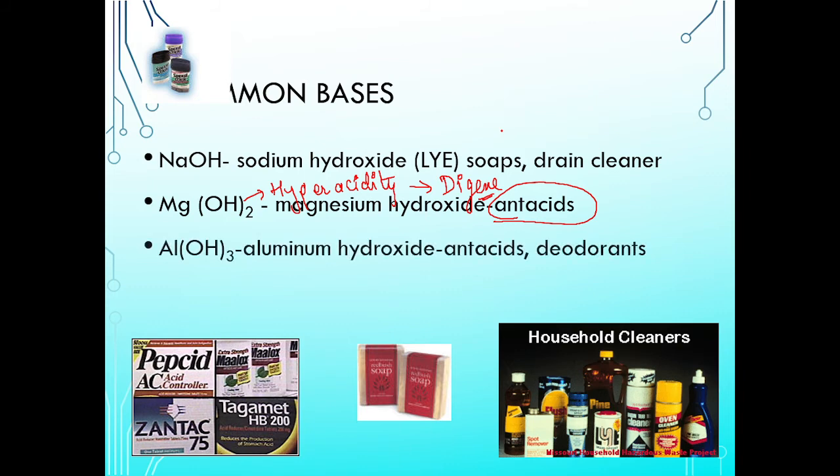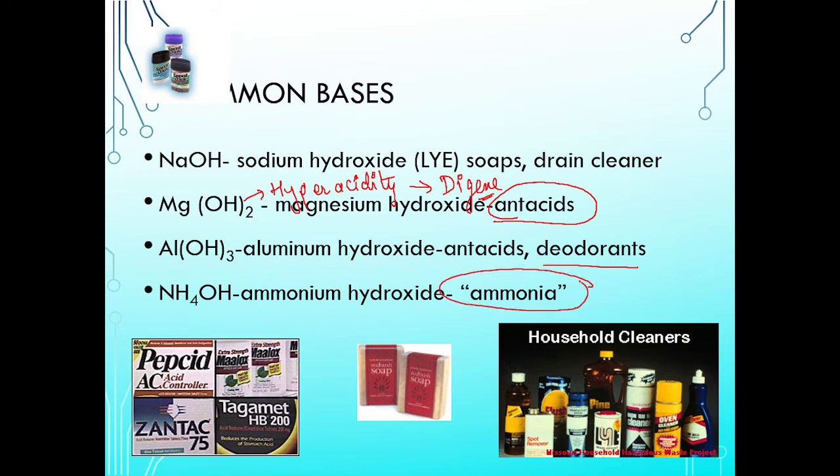Then aluminium hydroxide also is an antacid, and it is also present in deodorant. Okay? You feel very cool, right? It is because of these bases. Then ammonium hydroxide is basically formed from ammonia. Okay? Whenever ammonia comes in contact with water, it will form ammonium hydroxide.